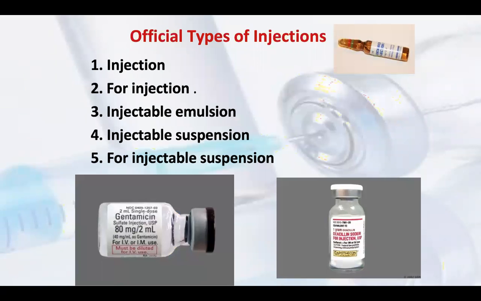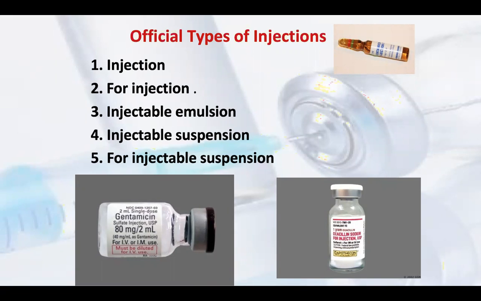So in official type injection, you can see in the pictures different types of injections. The upper side is one ampule, it is known as ampule. The lower side is vials, these are known as vial. So there are injections, injectable emulsions, and injectable suspensions. So these are different types of injection.